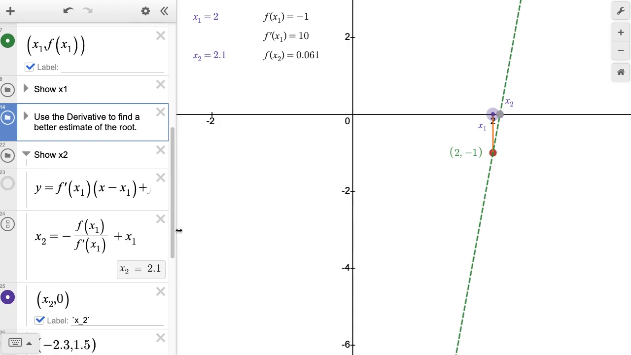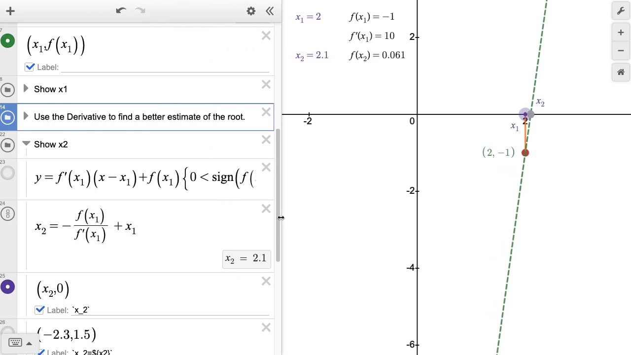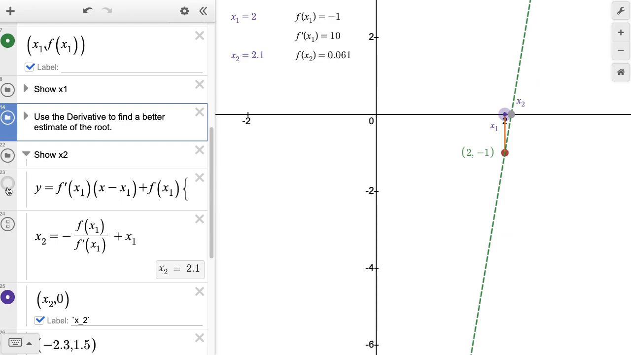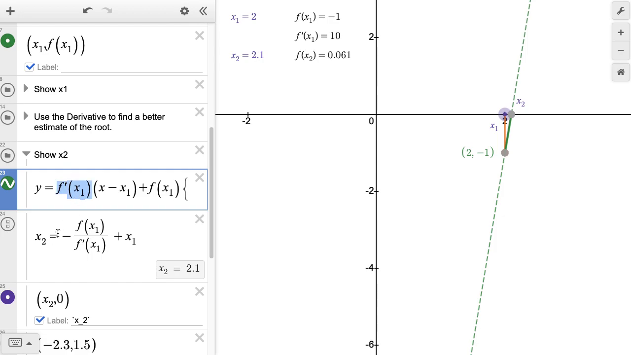And by the way, this is the calculation that I did. The line, that green line, has slope f prime of x1, and it's that slope times x minus x1 plus f of x1. And if I solve for where this equals 0, this is the calculation: x2 is negative f of x1 divided by f prime of x1, plus x1.